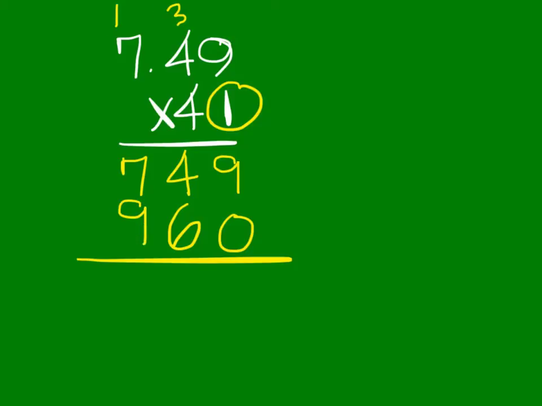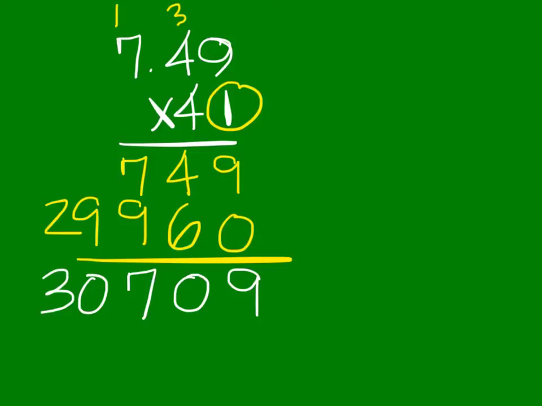What do I multiply next? 4 times 7 is what? 28. And what do I write? Why do I write 29? Yeah, you had the 1 up there, so I have to write 29. Alright, if I add these up, I come up with 9, a 0, 7, 10, and 3. We have 3 decimal points, so it should be 30.709.